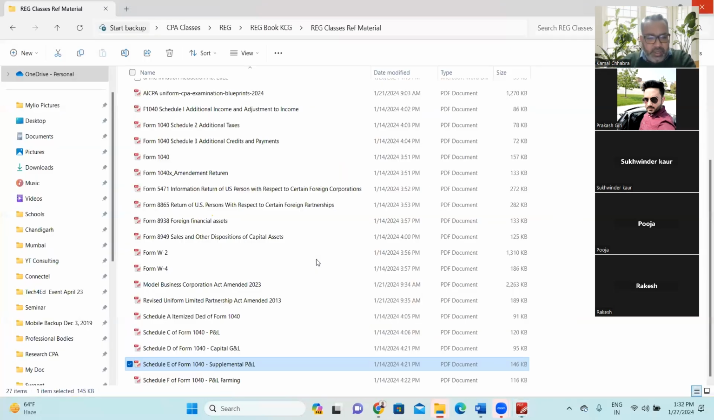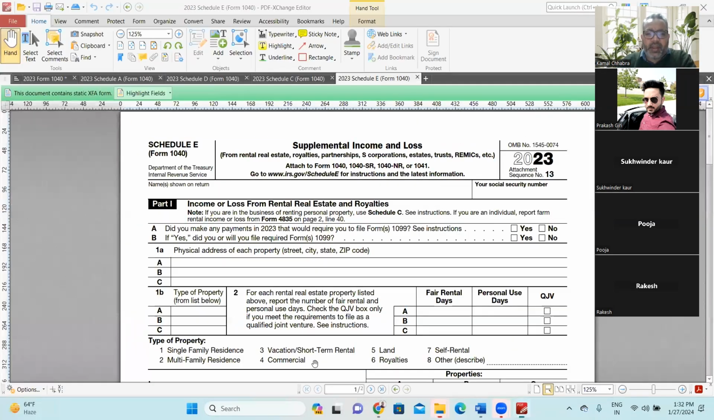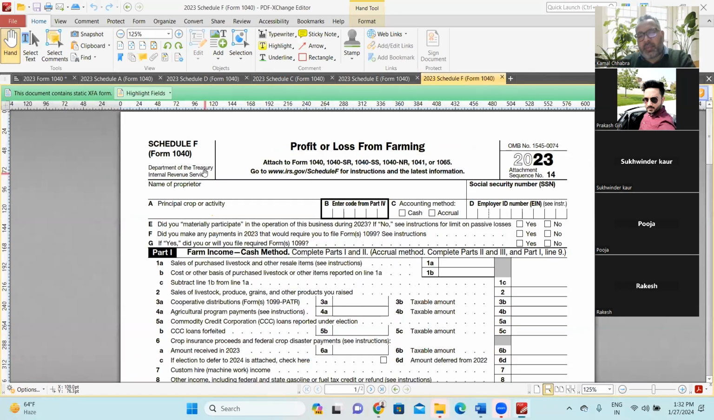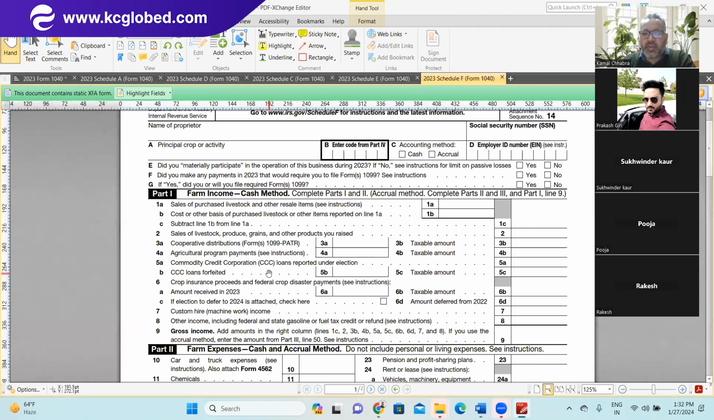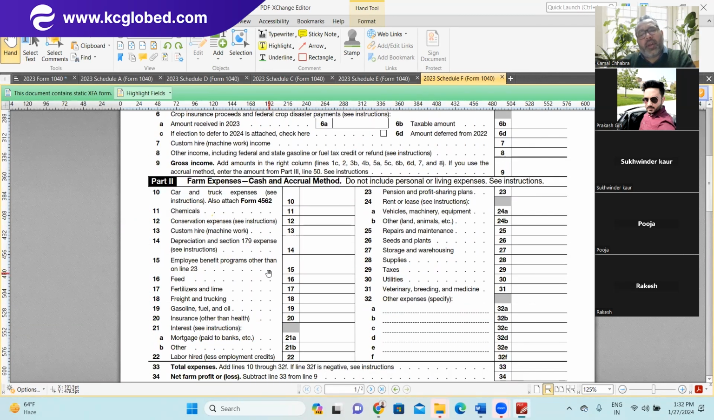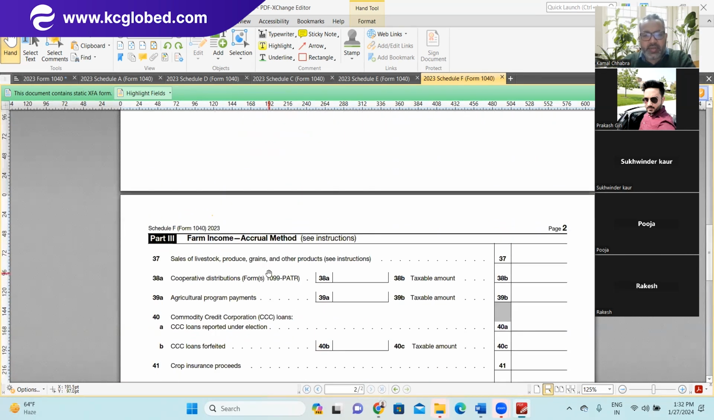Then after, if your client has any farming income, it goes on Schedule F. For farmers there are certain special provisions, like their incomes being exempt. So it comes under the exempt income category, but you need to provide the information and the details. If your farmer is using the cash method of accounting, you need to provide this information in Part 1. If the farmer is using the accrual method of accounting, then you need to provide the detail in this format.